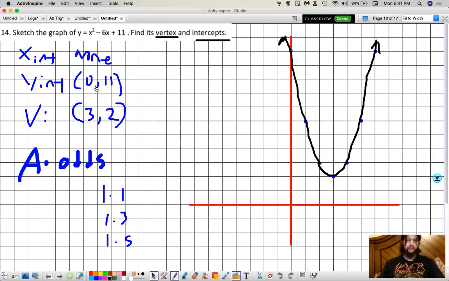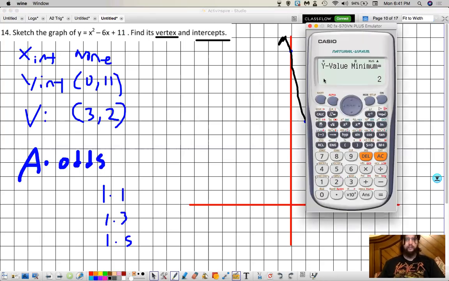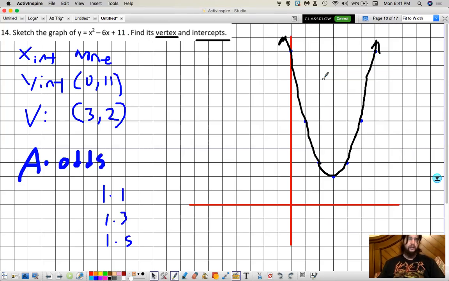Vertex, easiest way to do it: calculator, it tells you. You could also do negative b over 2a, if you really want to do some work. Negative negative 6 is positive 6 over 2 times 1, which is 2, so 6 over 2 is 3. Plug that in here to get the 2. I don't know why you'd want to do work, but that's how you do it.